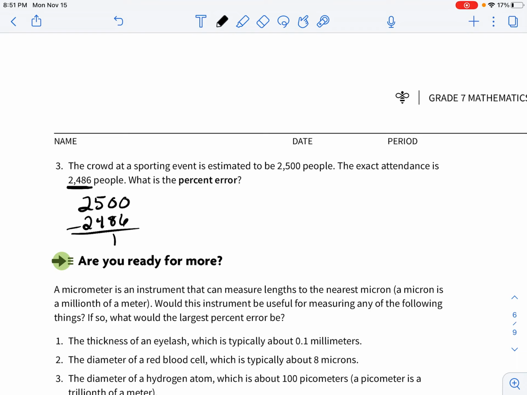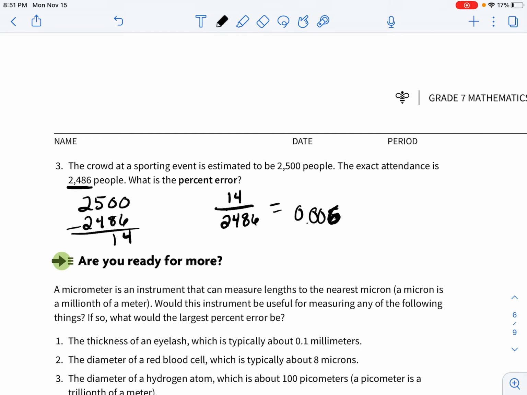Okay, and so when you do that, you get a difference of 14. So 14 people off out of the actual, which was 2,486. Okay, so when you take 14 divided by 2,486, you get 0.0056. So this actually will round to 6.